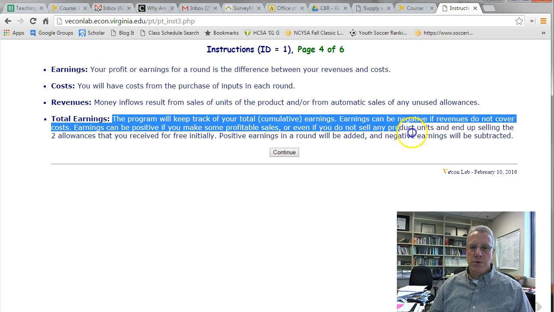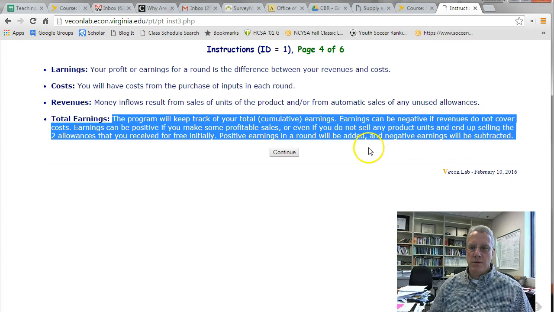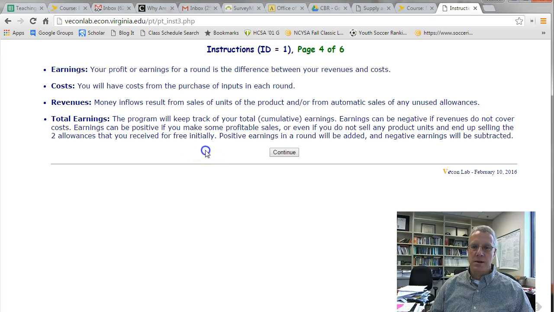The program will keep track of your cumulative earnings. Earnings can be negative. You can have losses if revenues do not cover cost. Earnings can be positive if you make some profitable sales, or even if you do not sell any product units and end up selling the 2 allowances that you receive for free initially. Positive earnings in a round will be added, and negative earnings will be subtracted.